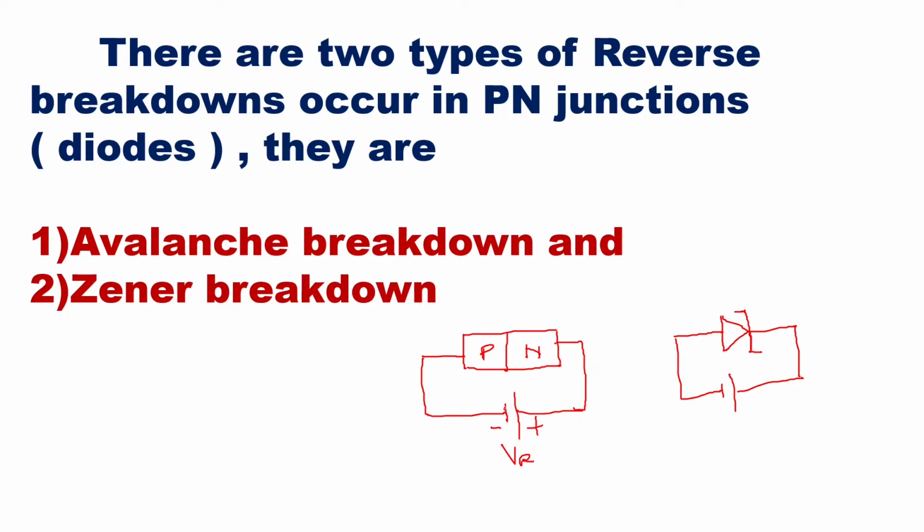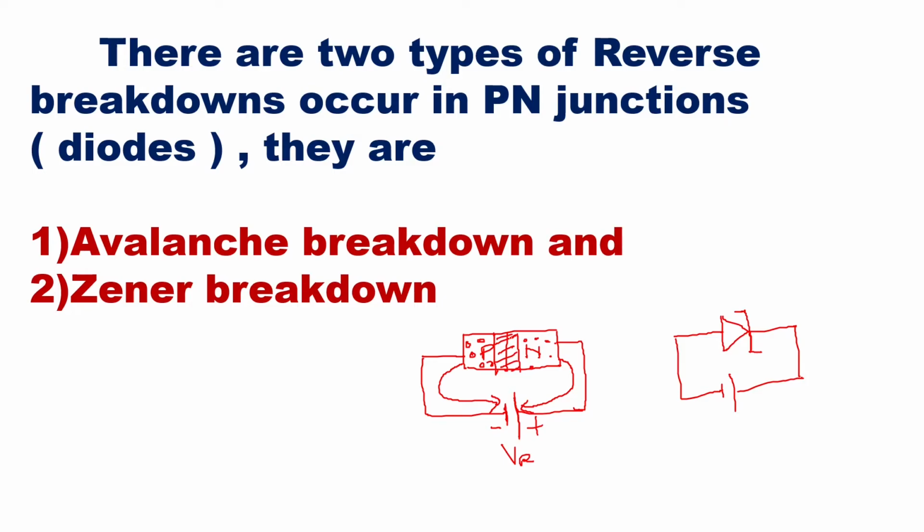Whenever you connect this negative battery terminal to the P-type semiconductor and positive battery terminal to the N-type semiconductor, the electrons present in N-type semiconductor will be attracted towards the positive terminal, and the holes present in the P-type semiconductor as majority charge carriers will be attracted towards the negative terminal, and this depletion layer will be increased. This depletion layer will increase between P and N junction.